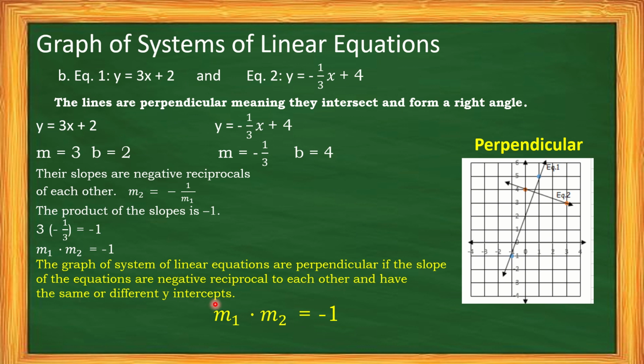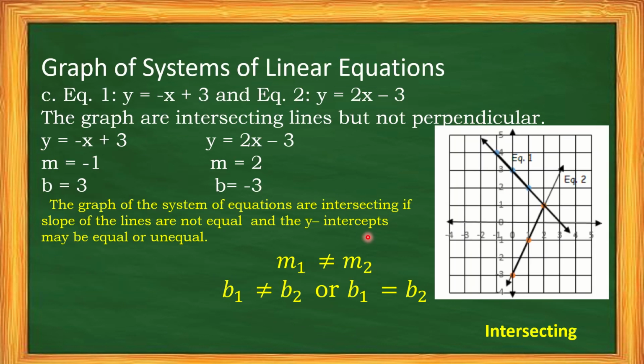In our example, we have different y-intercepts. But even if they have the same y-intercept, and their slopes are negative reciprocals of each other, it will still form perpendicular lines. Let us now describe the slope and y-intercepts of the system of linear equations if the graph is intersecting.